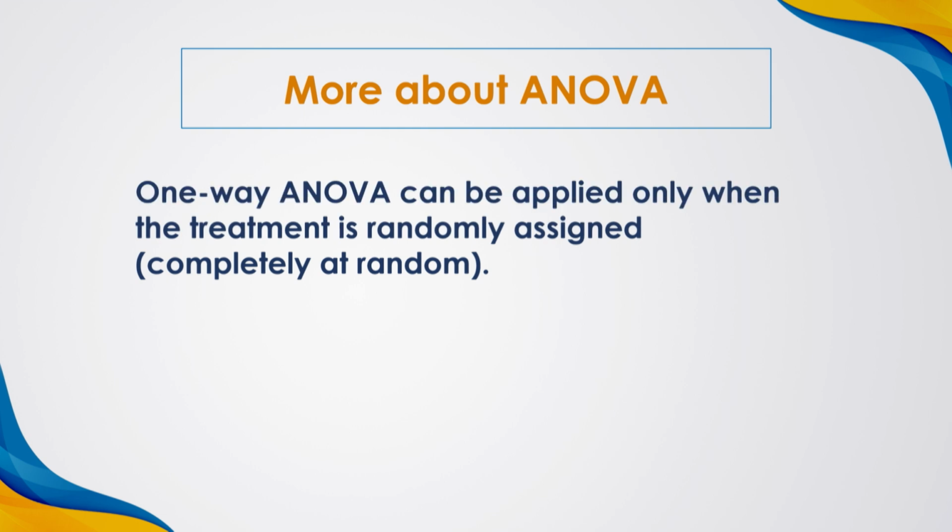One important concept in ANOVA is that it can be applied only when the treatments are randomly assigned. We call this design completely at random. We will understand how to randomize the treatment completely at random. Once the design is like this, only then can we apply one-way ANOVA. We will explain the completely at random concept using an example.